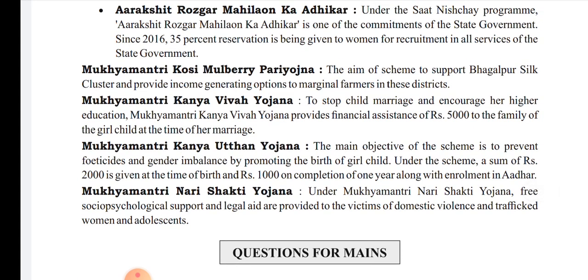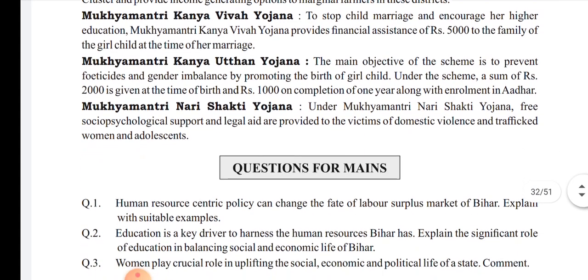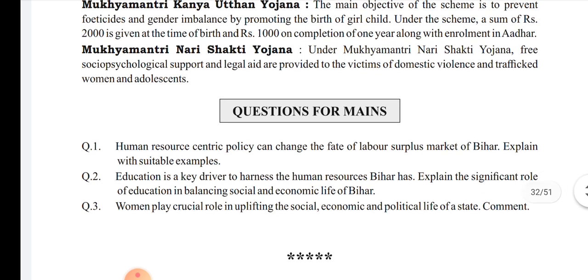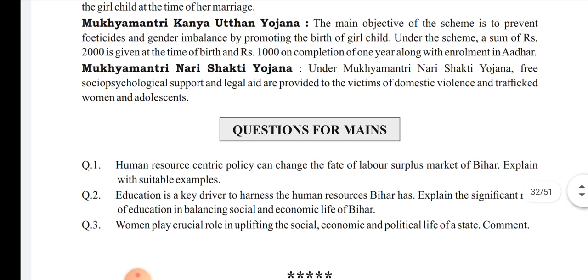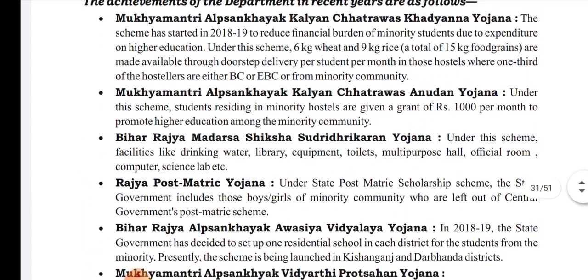And then we have Mukhyamantri Kosi Mulberry Pariyojana, basically for improving and increasing the production of silk. Then we have Mukhyamantri Kanya Vivah Yojana, Mukhyamantri Kanya Utthan Yojana, and then Mukhyamantri Nari Shakti Yojana. You can just go through these particular texts, and obviously the PDF will be given in the link. And again, we have a section which talks about questions for mains. This is a very good compilation of 3 questions which can be practiced.